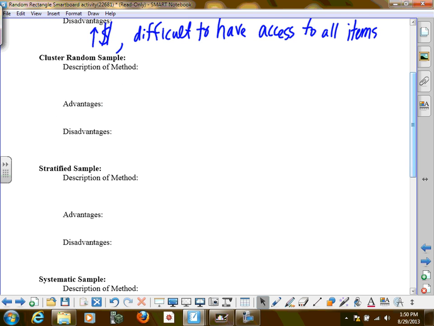Okay, good. Next, cluster random sample. Think in your brain what that was. That was where you took the page that was randomized, made it into strips, and then you randomly chose a cluster. Okay, so let's get started here.